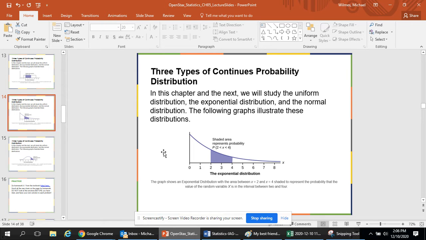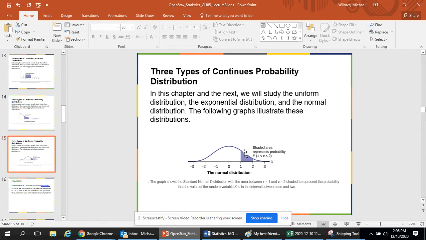We have the exponential distribution, which is more likely to happen in the early side and then it tapers down. Then we have a normal distribution. This would be useful for different heights and weights of humans in a room.